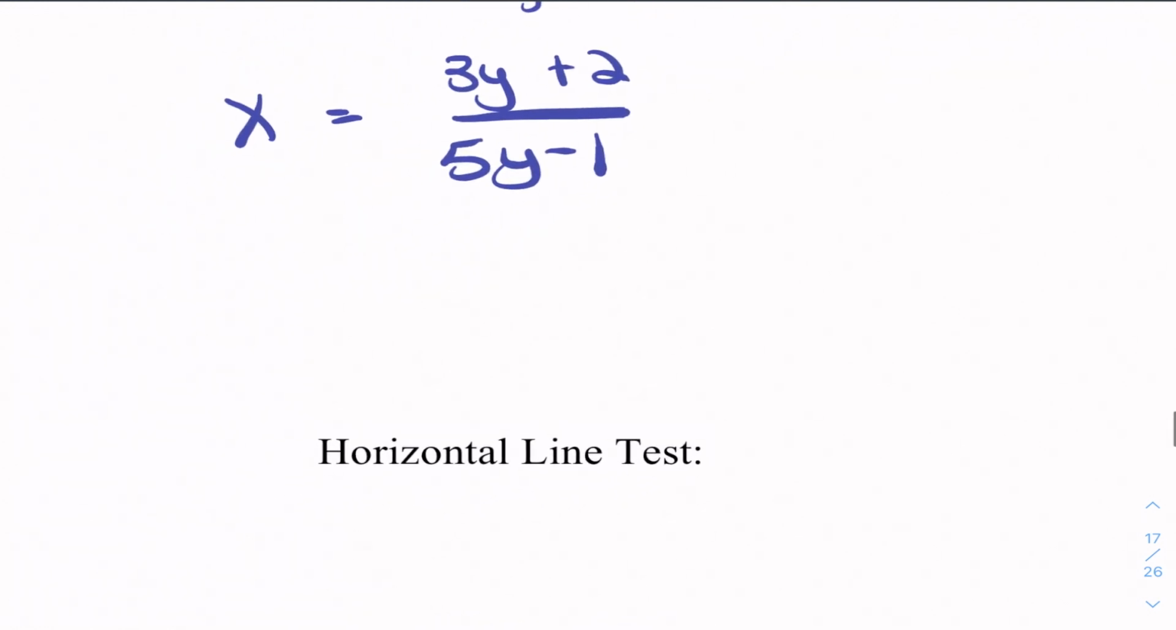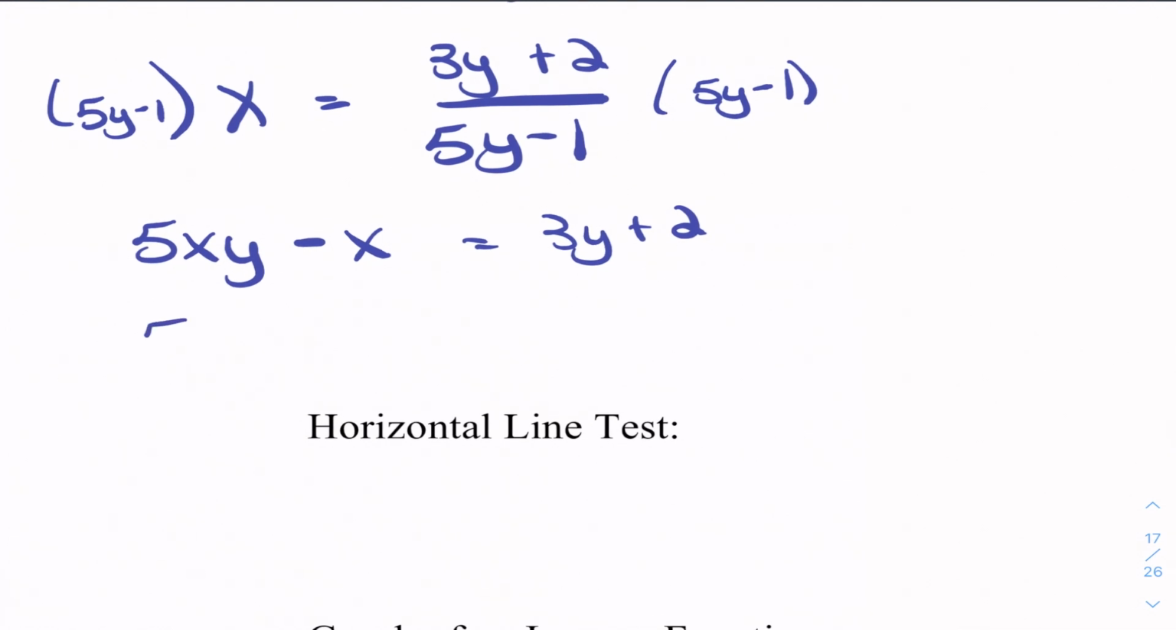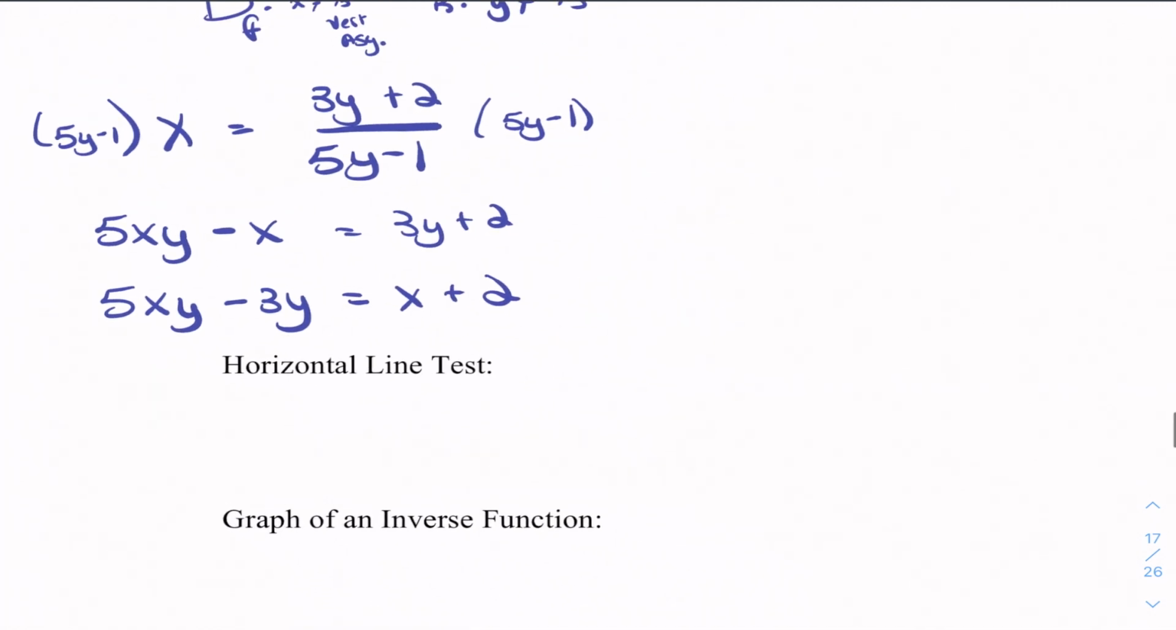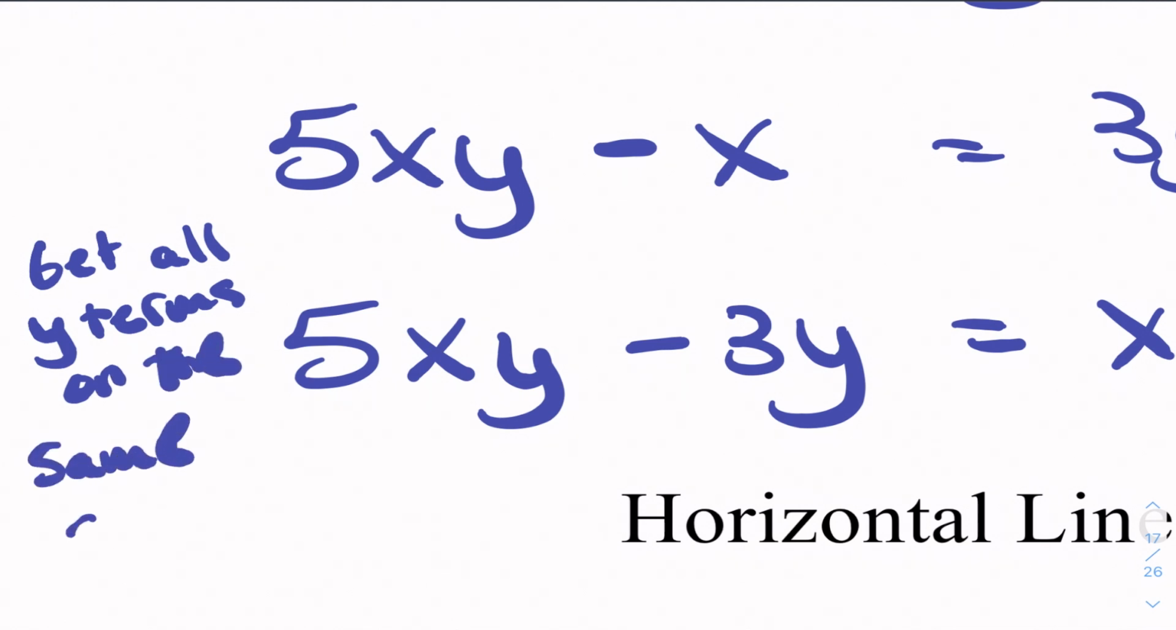So the first thing we're going to do is cross multiply, because this is a cross and equal sign. And then I will distribute the x equals 3y plus 2. This second step is the one that most people make a mistake on. We want to get the y's on the same side, and we want to get everything else on the other side. So get all y terms on the same side.